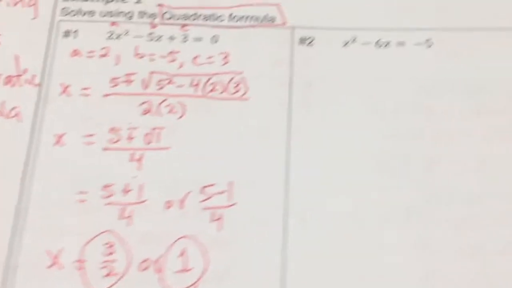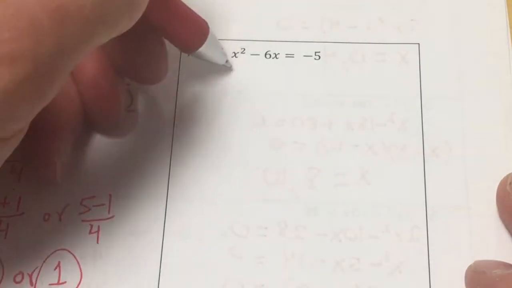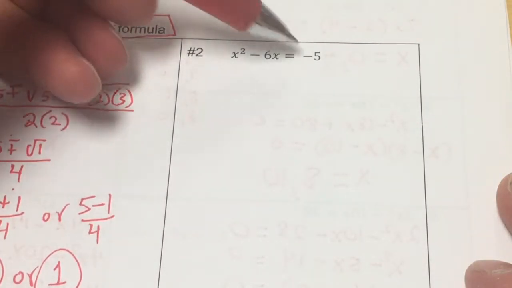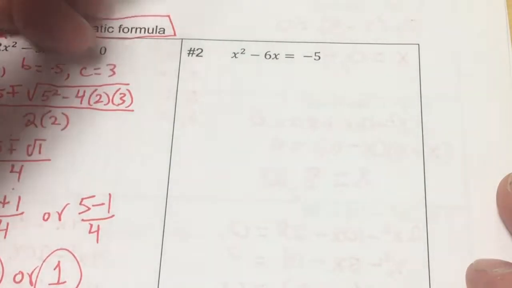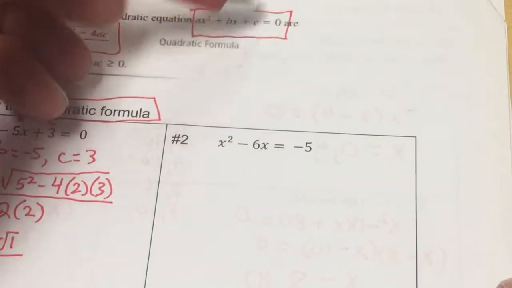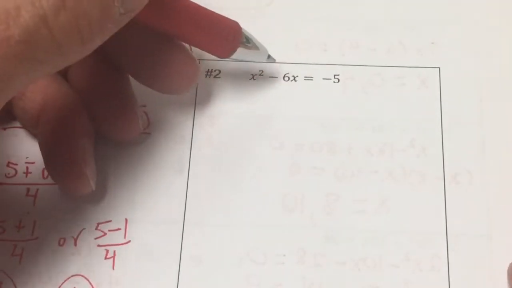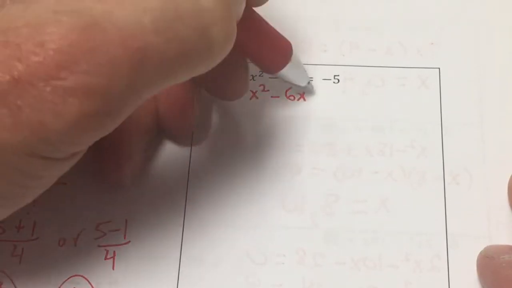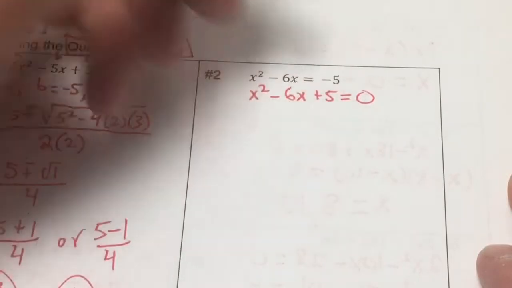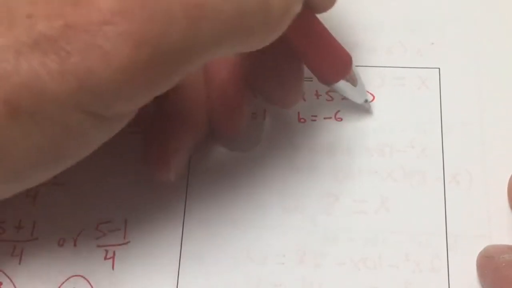But we'll move on with practicing the formula. As I said, some of you will like it because it can always get you the answer. Now, this one, we don't have it equal to 0, so unless this is equal to 0, we can't accurately identify A, B, and C. So we'll say x squared minus 6x plus 5 equals 0. So A is 1, B is negative 6, and C is 5.